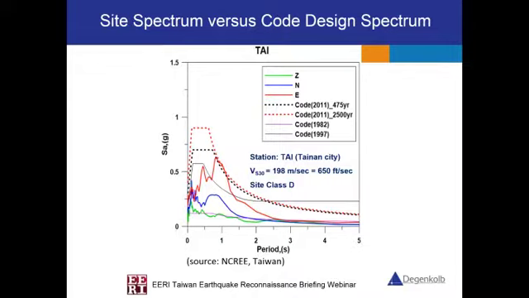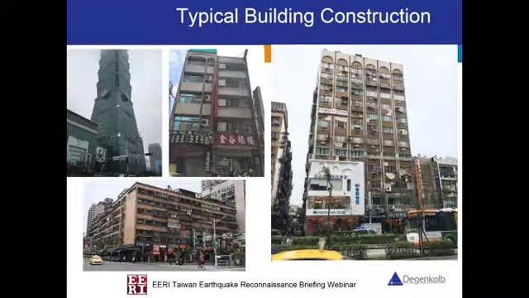So here, I just want to show you some pictures of the typical construction type in Taiwan. You can clearly see that they have mixed-use, reinforced concrete, low-rise or mid-rise buildings, with retail stores on the first story and residential above. And they also have more modern high-rise buildings, which are composite constructions.